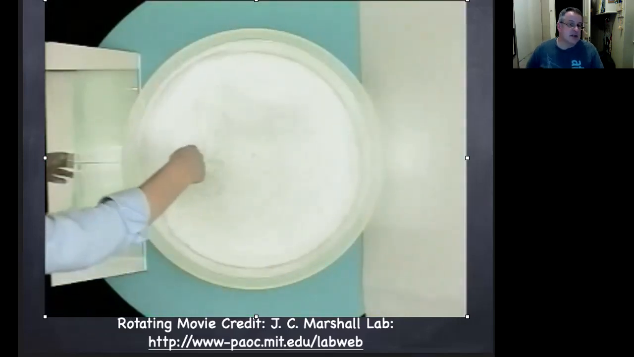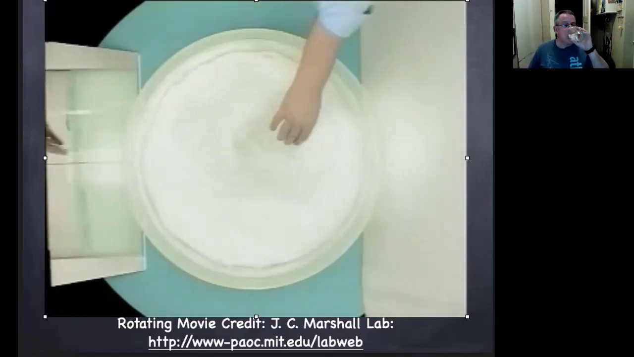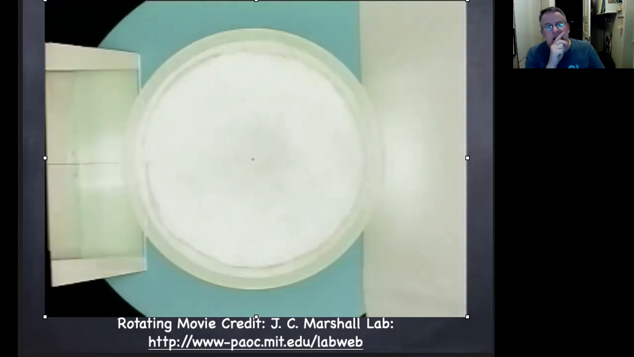Okay, inertial oscillations. Remember what these are? These are the little wobbles that happen on the die.